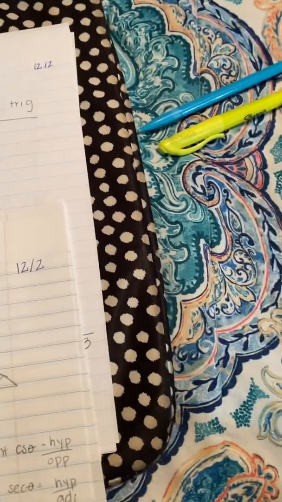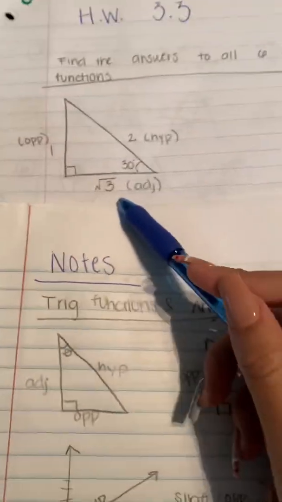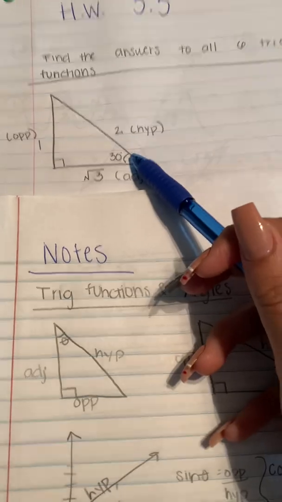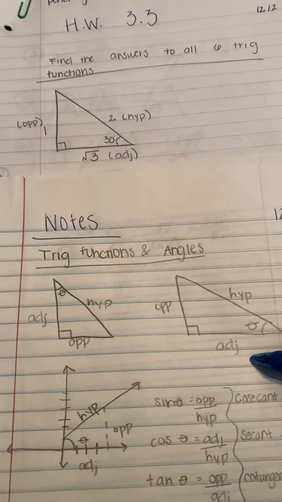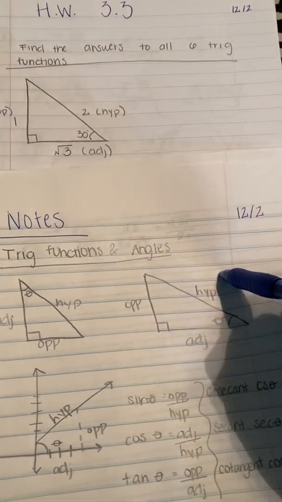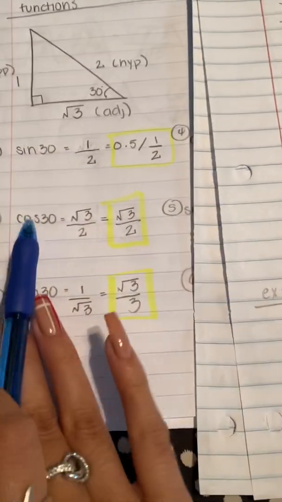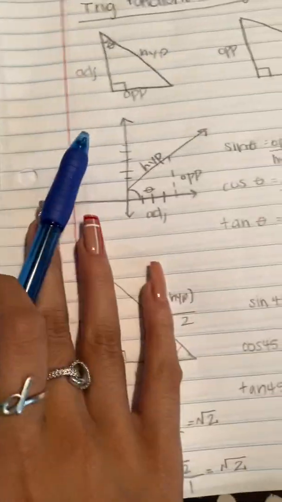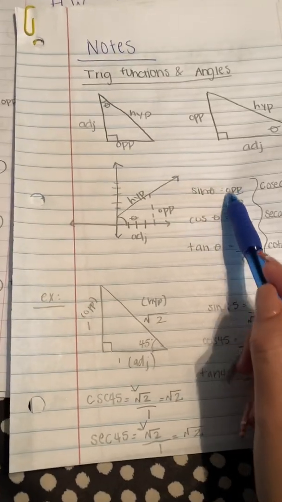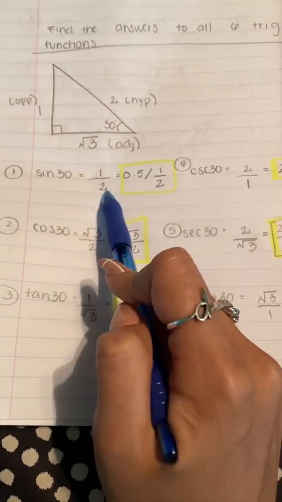So he gave us this. The angle is right here, so we're going to use this one. So it's adjacent, adjacent, opposite, opposite, hypotenuse, hypotenuse. For the first one, it says sin 30. Sin is opposite over hypotenuse, so it would be 1 over 2.